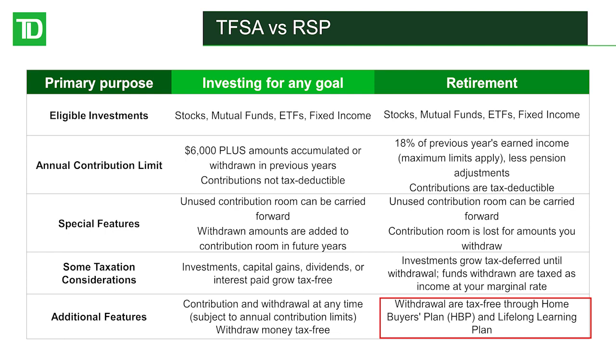And you're actually eligible to take out the money from the RSP tax-free. And then the other plan is called the Lifelong Learning Plan, where if you're thinking about maybe pursuing a full-time education for yourself, your spouse, or even a partner, you're able to do so by taking out money from the RSP account tax-free as well. So those are the benefits.